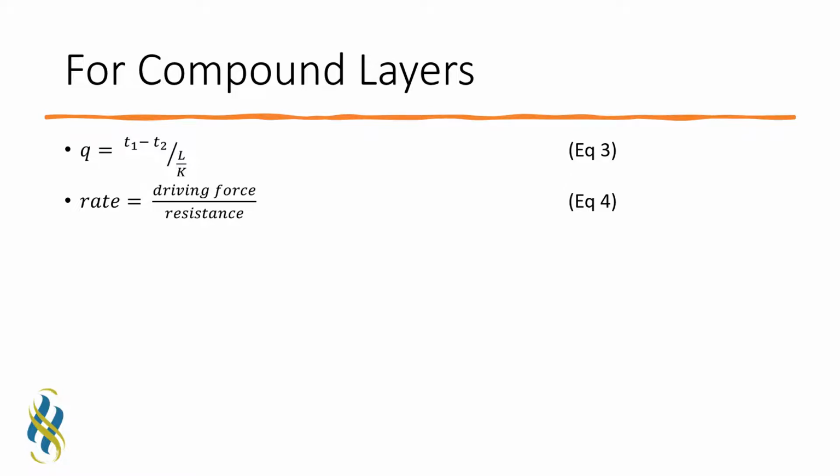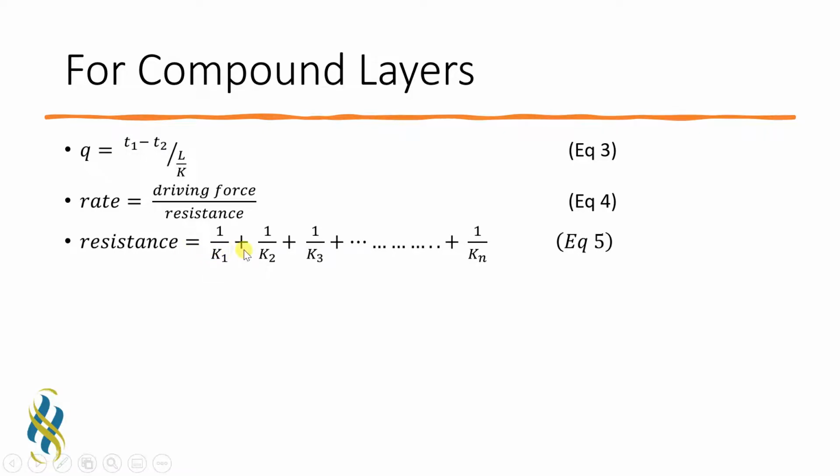Applying the electrical analogy to the heat transfer means that the overall resistance to heat transfer of a number n of layers can be obtained by adding the reciprocals of their thermal conductivities, that is expressed as resistance is equal to 1 over K1 plus 1 over K2, so on and so forth till 1 over Kn.